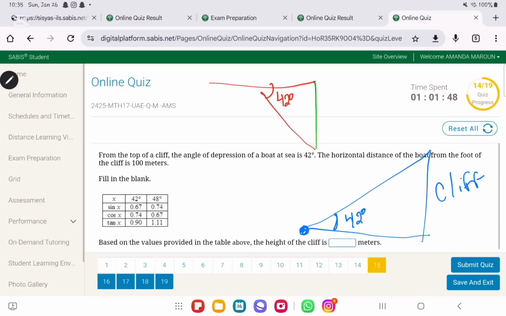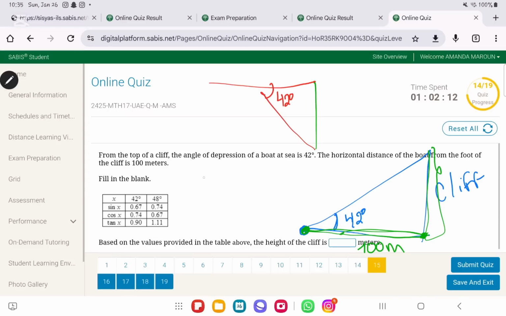And we are given that the horizontal distance of the boat, from the boat to the bottom of the cliff, so this distance over here, is 100 meters. They need us to find the value of what? They need us to find the value or the height of the cliff.